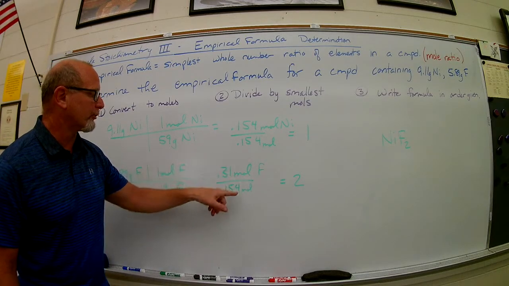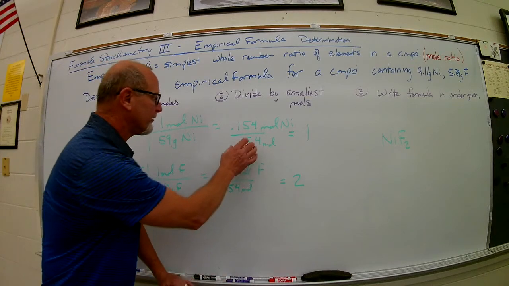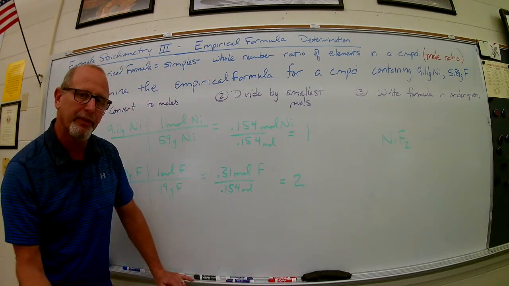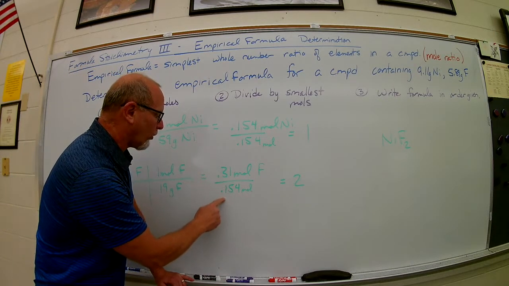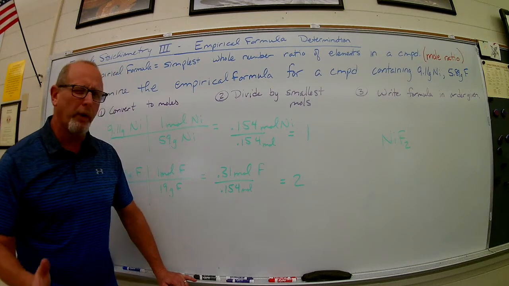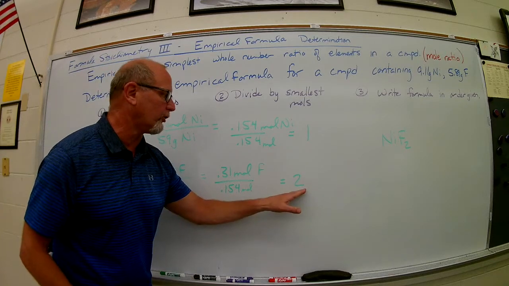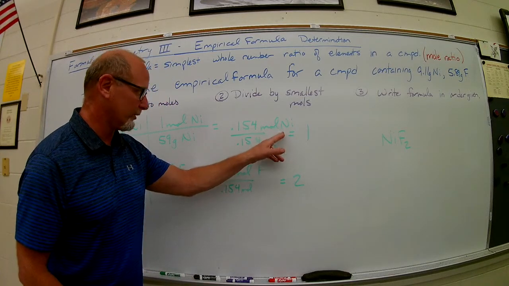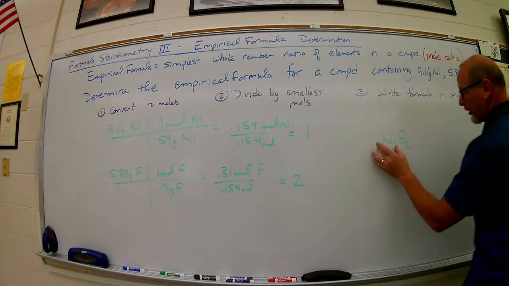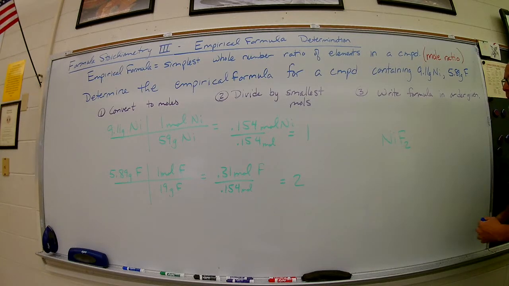Now, I divide by the smallest number here, and I've got to be a little bit flexible, but if I divide 0.154 by 0.154, that gives me a 1 to something ratio. And then 0.31 over 0.154 is going to be very, very close to 1.99, 1.97, it's going to be very close to 2. So my formula is Ni1F2, and that's how I write it over here. Nickel 2 fluoride. That's all I have to do.